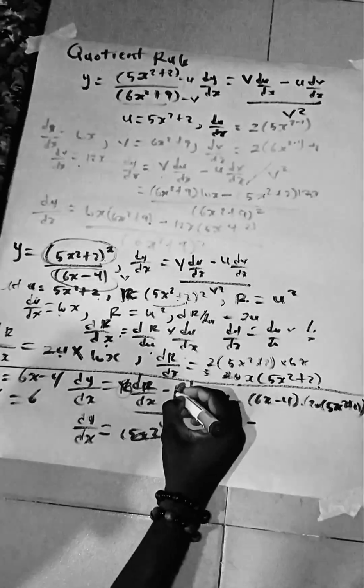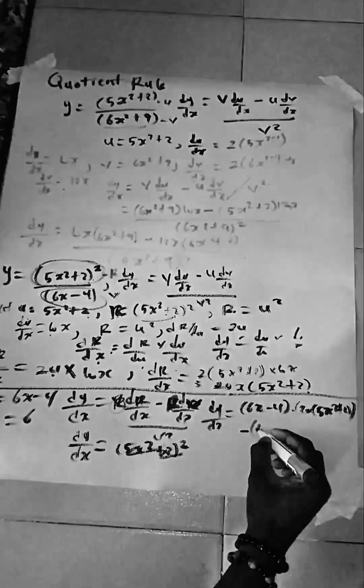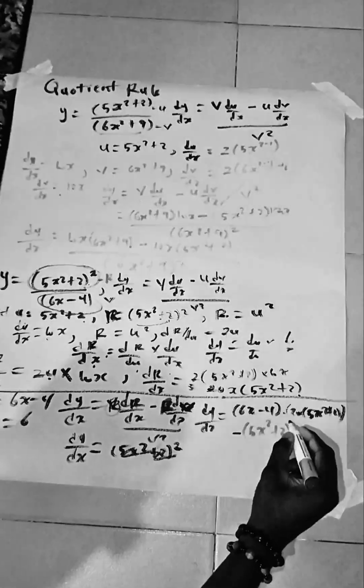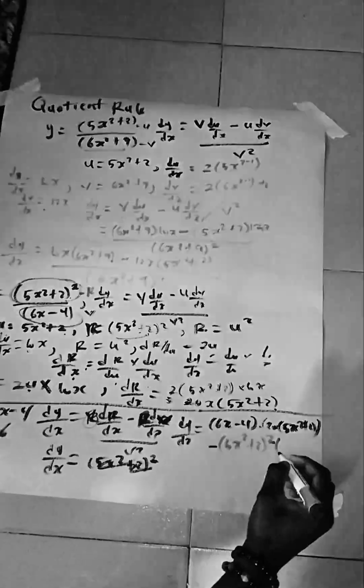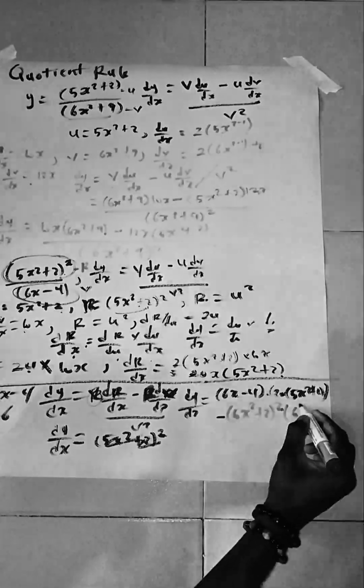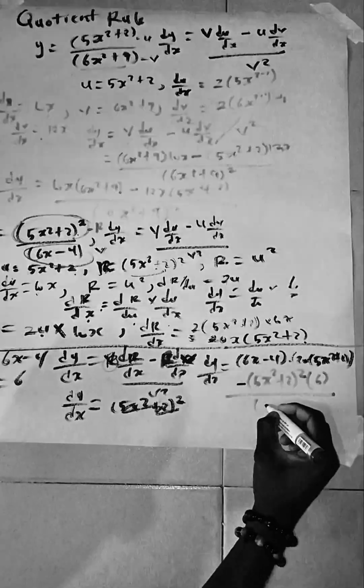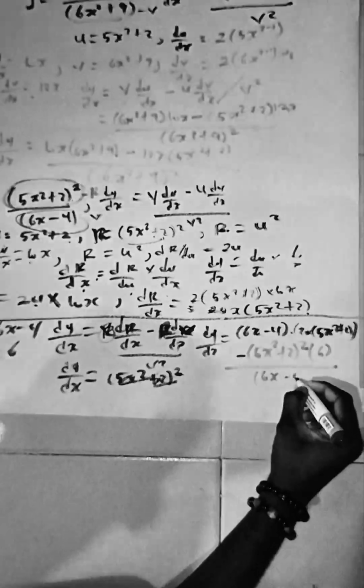What is our u? We don't have a u. This is supposed to be r, since r is our upper function. This is r, this is v. So minus r, which is 5x squared plus 2 raised to the power 2, then multiplied by our dv by dx. That's the derivative of this lower function, that's just 6. Then divided by v squared, that's just going to be 6x minus 4 raised to the power 2.